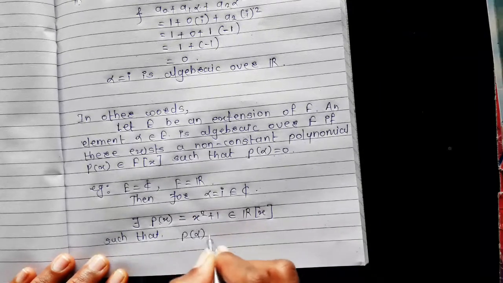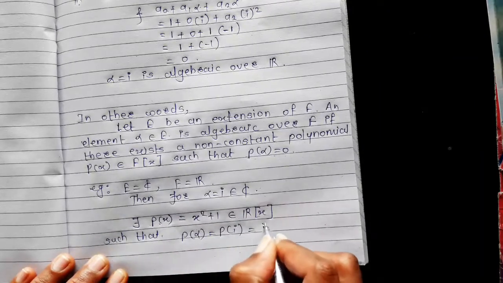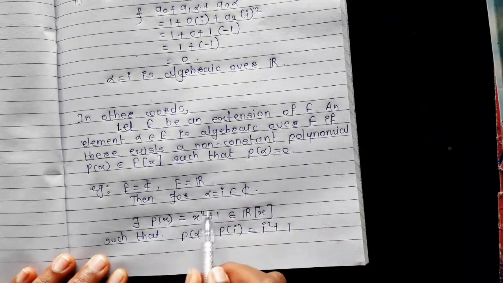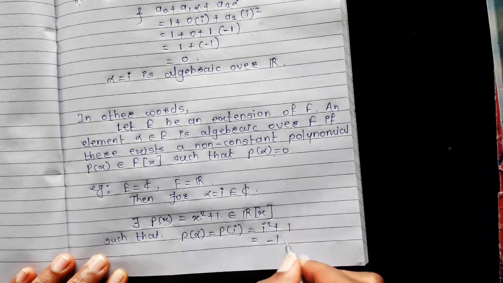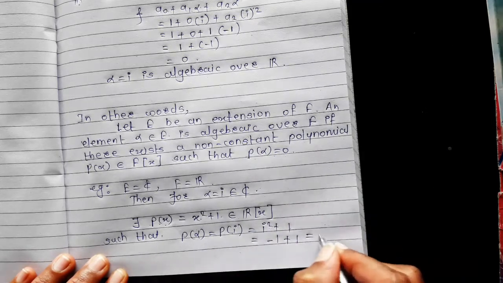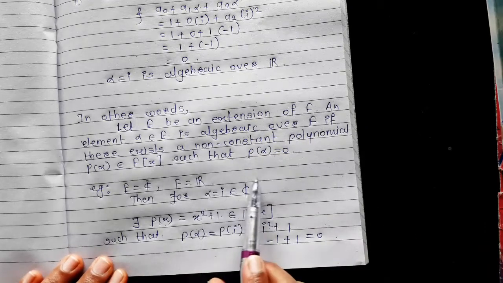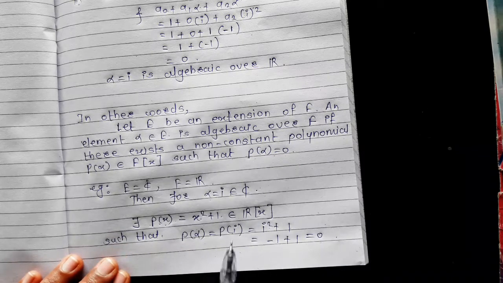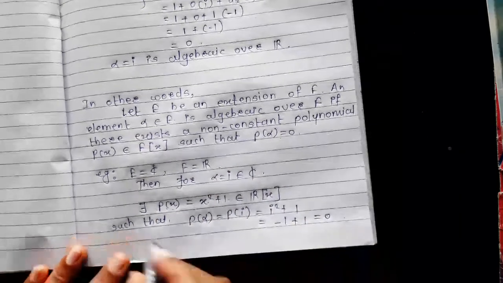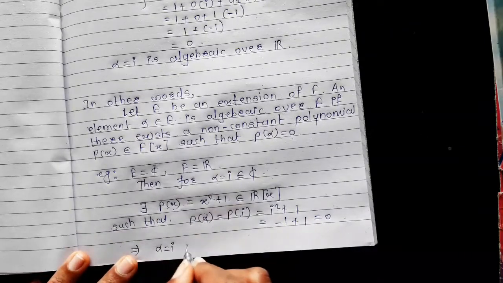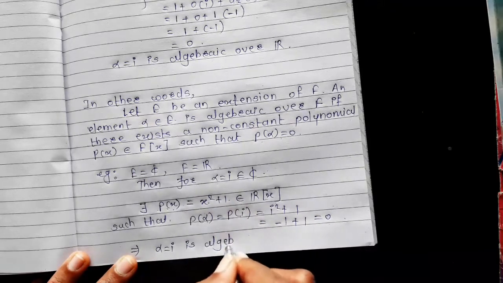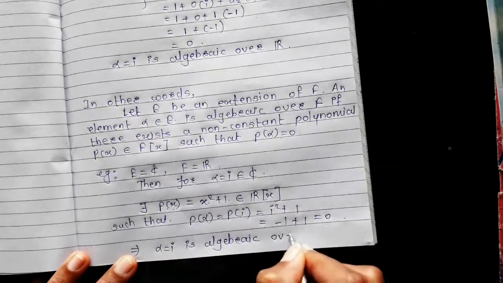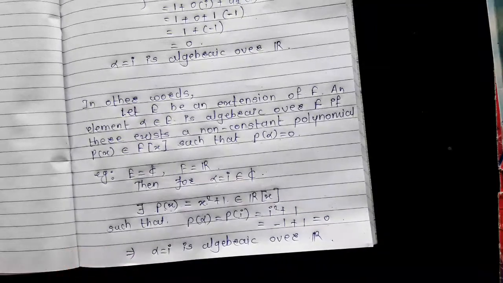For alpha belonging to the set of complex numbers, there exists a non-constant polynomial p of x belonging to the polynomial ring R[x], such that p of alpha equals p of i equals i square plus 1. As p of x equals x square plus 1, therefore p of i equals i square plus 1, and i square is nothing but minus 1, plus this one equals 0. Therefore, for alpha belonging to the set of complex numbers, there exists a non-constant polynomial p of x belonging to the polynomial ring R[x] such that p of alpha equals 0. And therefore, by this definition, we can say that this alpha equals i is algebraic over the set of reals.